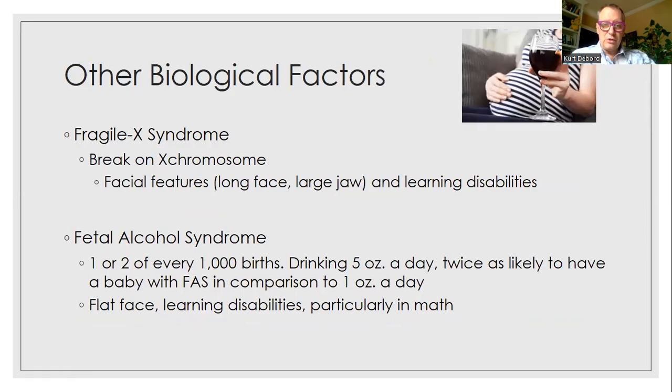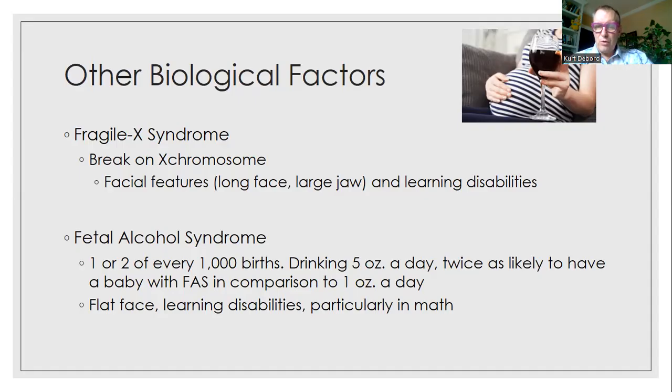Other biological factors include a breaking of one of the X chromosomes. You get learning disabilities that go along with facial features that include a long face and a large jaw. And then fetal alcohol syndrome. What I have here for this picture is that you look at about 1 or 2 of every 1,000 births, and when you break it down, that's actually quite a bit. You'll have the child being born with fetal alcohol syndrome. Typically, what you see is flattened features of the face, a wider face too, and all sorts of intellectual disabilities.